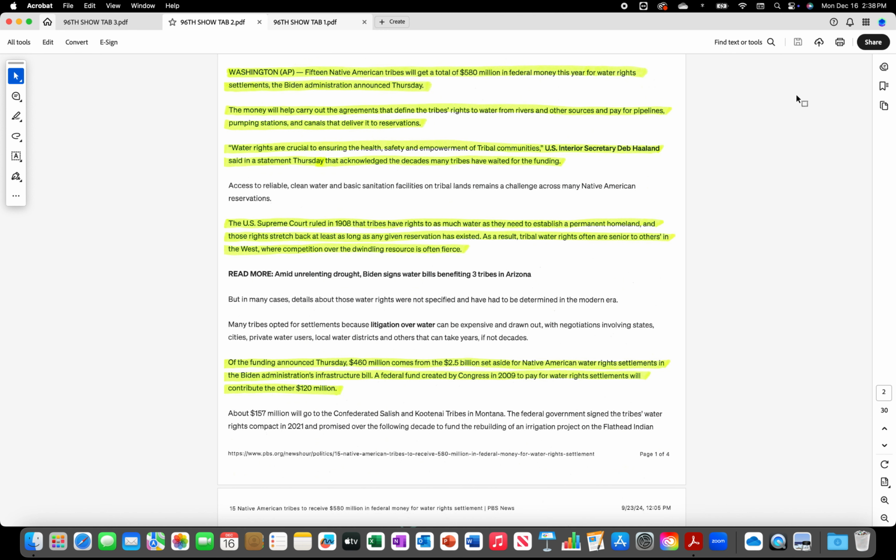Of the funding announced Thursday, $460 million comes from the $2.5 billion set aside for Native American water rights settlements in the Biden administration's infrastructure bill. A federal fund created by Congress in 2009 to pay for water rights settlements will contribute the other $120 million.